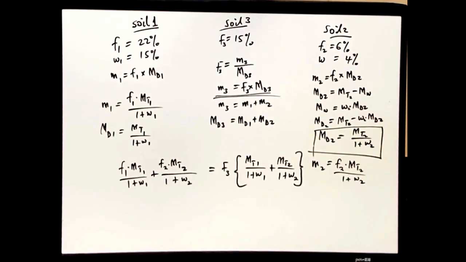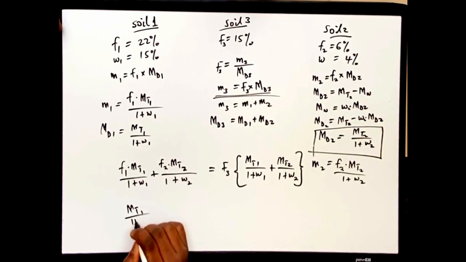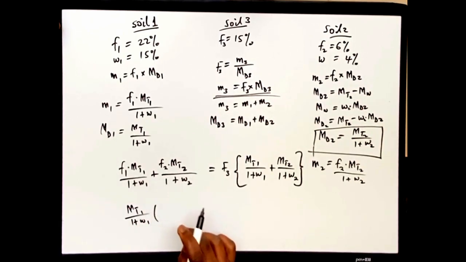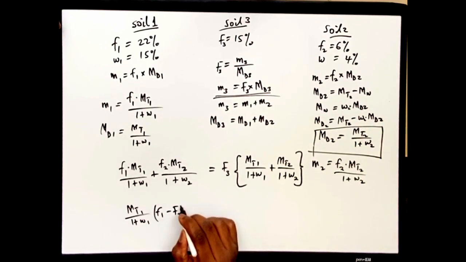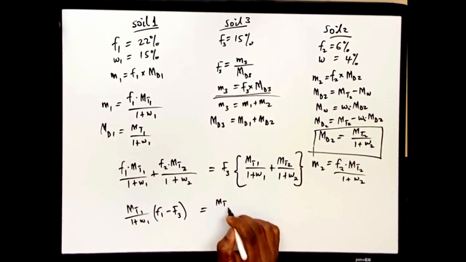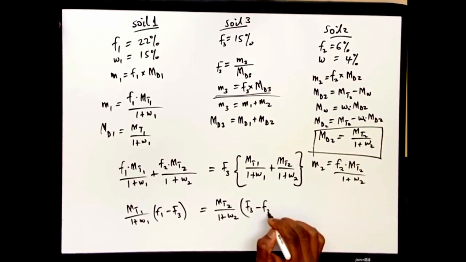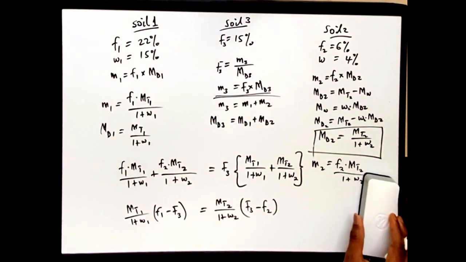So let's go ahead and collect terms in MT1 over 1 plus W1 on this side. MT1 over 1 plus W1. And then what you have left is F1 and F3. So F1 minus F3. And on this side, let's see, MT2 over 1 plus W2. And what you have left is F3 minus F2. Okay, so let's lose some of these.